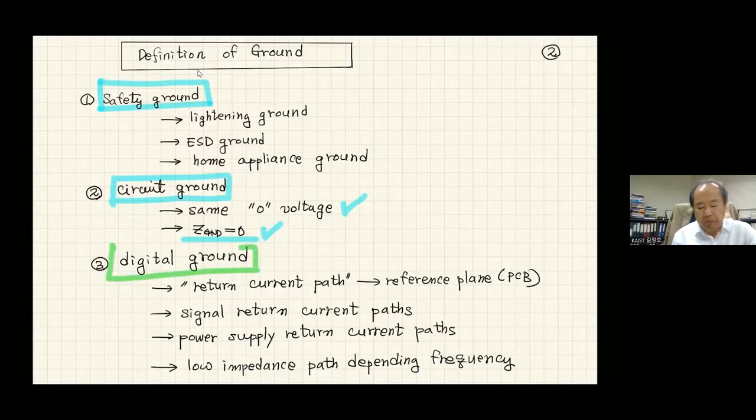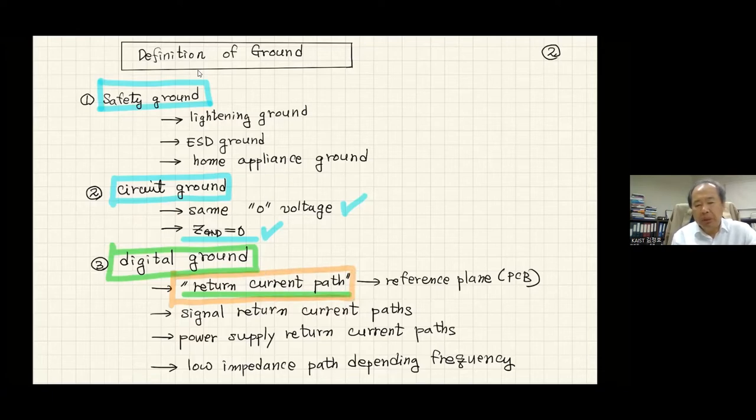Third definition of ground is digital ground, which I'm talking about in this class. In digital ground, the definition can be referred to this expression. Digital ground means return current path. When we are sending signals, return current has to come back through a reference plane, or when we are supplying the charge from decoupling capacitor to switching devices, power return current has to come back. In both cases, the path of return current is defined as digital ground.